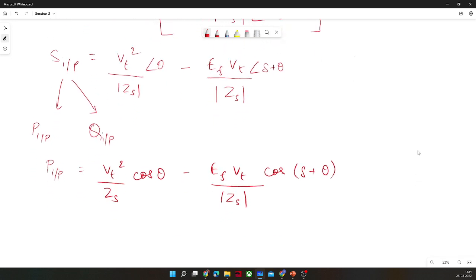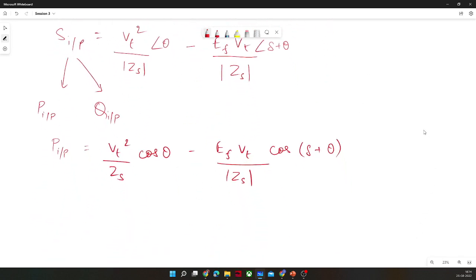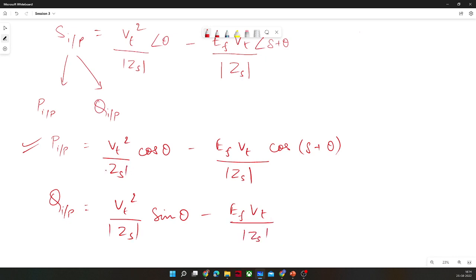So this was very simple. I started from the basic formula of apparent input power and reached this point, and this is the input power of the motor. If I want to calculate input reactive power, I will do the same thing with sine: Vt square by Zs sine theta minus Ef Vt by mod Zs sine of delta plus theta. So, any issue till this point?